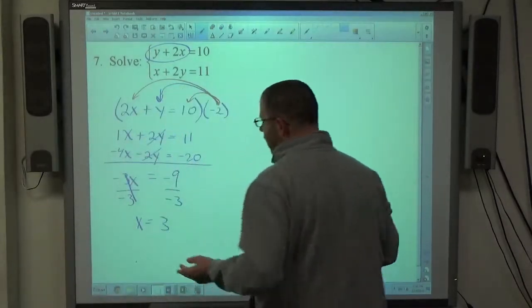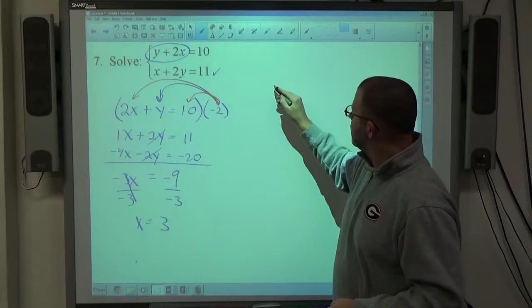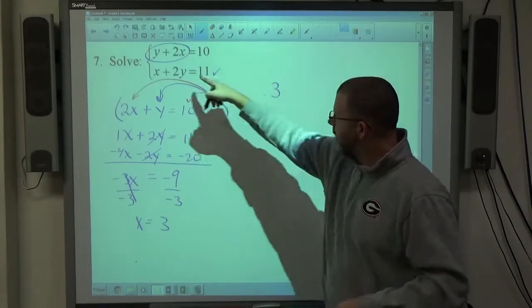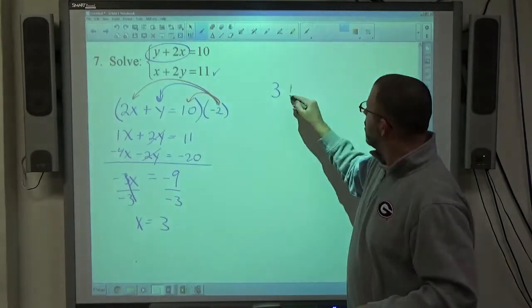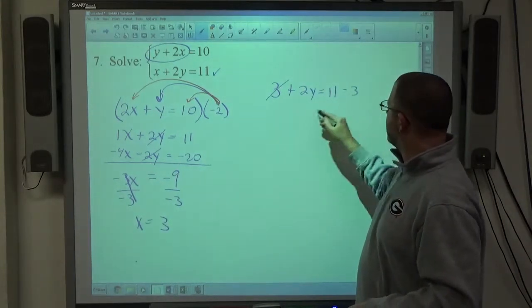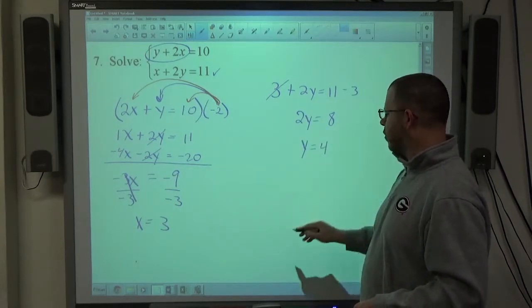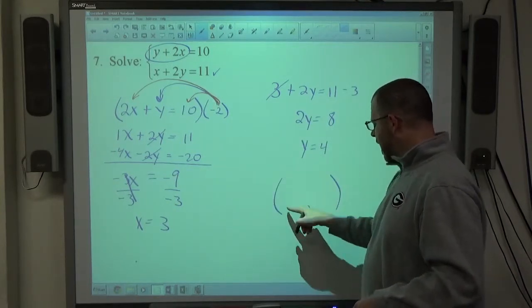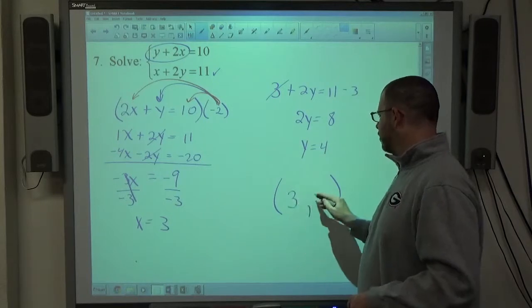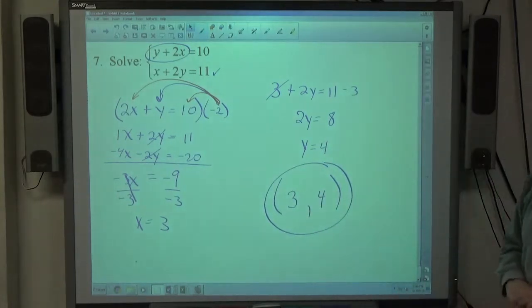Once I know what x equals, I go back to one of the equations. I'm going to go right here. It says x, which is 3, plus 2y equals 11. We move the 3 over, that gets me 2y is equal to 8. Divide by 2, we get y is equal to 4. Again, x first, y second of ordered pair. X is 3, y is 4. Make sure we write our answer as ordered pairs in those problems.